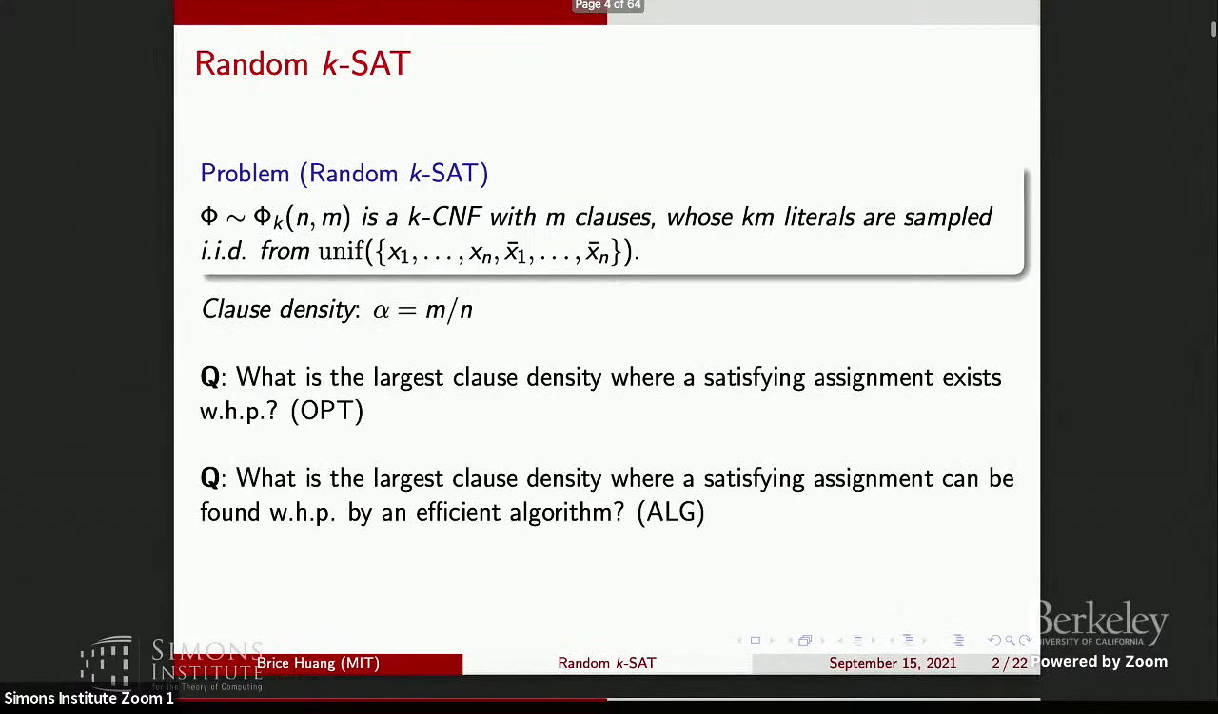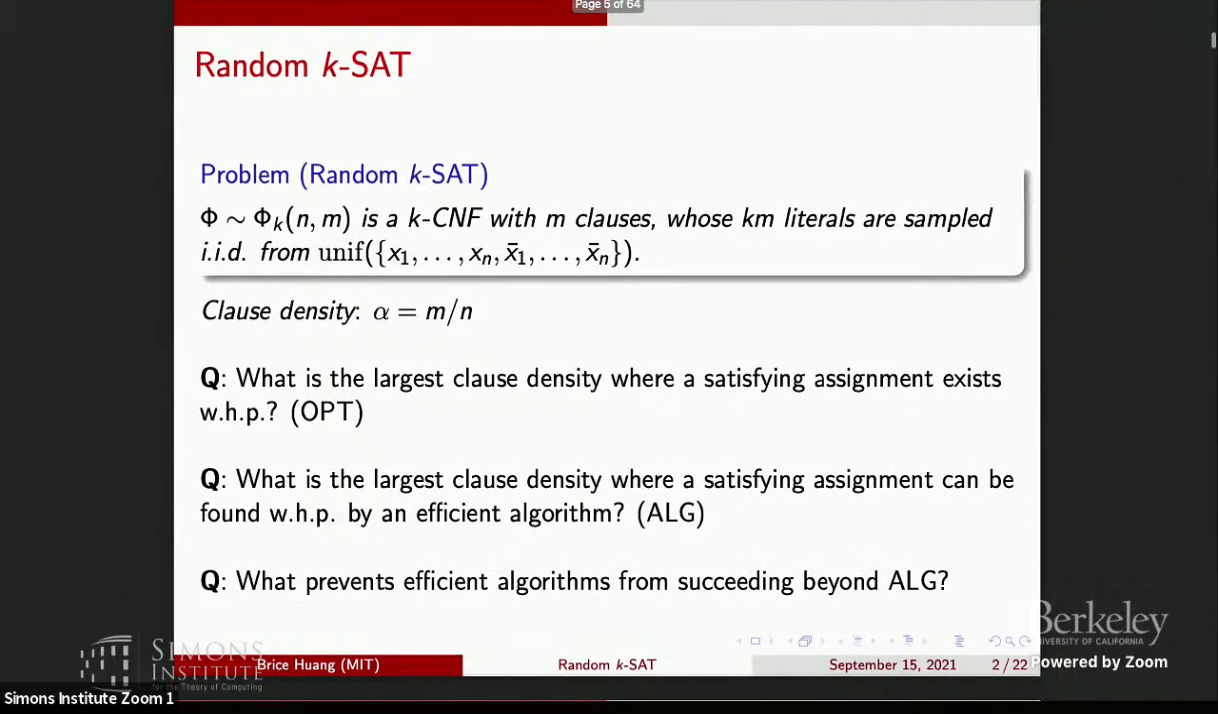And with this parameterization, we can immediately ask two natural questions. First, at what clause densities does a satisfying assignment exist? And second, at what clause densities can we find a satisfying assignment efficiently? We call these limits opt and alg. It turns out that opt is much larger than alg. So a third natural question is, what prevents efficient algorithms from succeeding beyond alg? And can we come up with some explanation of why algorithms fail beyond alg that generalizes to explain the alg values of other problems?